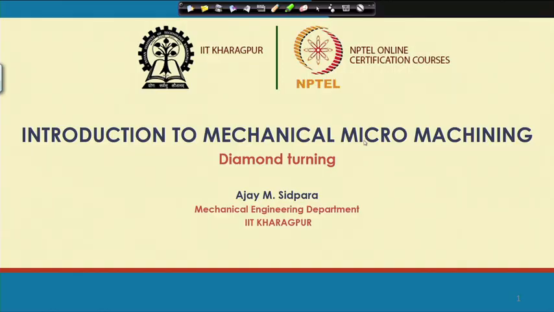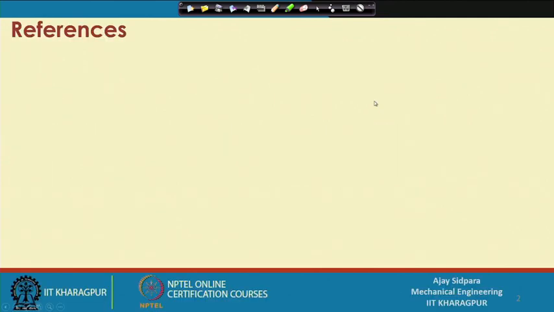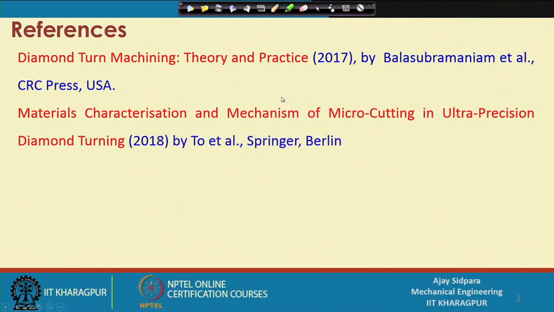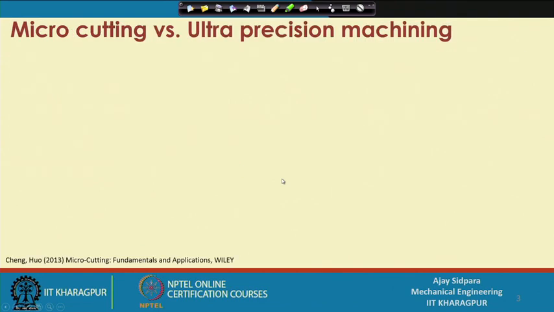So, let us continue our discussion on diamond turning. For this particular topic you can refer to these two recently published books. You will get most of the latest technology trends, theory and practices, and mechanisms of diamond turning processes. Many book chapters are available, and I have covered many things from them, and research papers are also available for more discussion about this process.